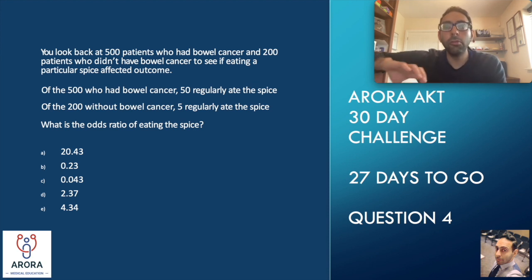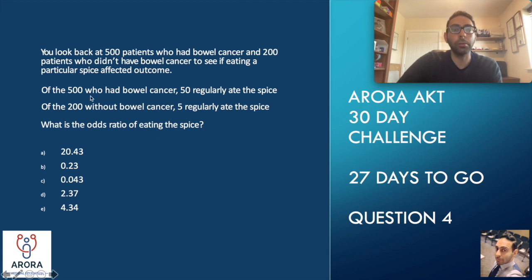So they're usually retrospective, so looking backwards. So you start at your endpoints, your cases and controls, and you look backwards, and usually you'll see odds ratio questions being asked about when it comes to case control studies. When you get prospective or cohort studies, then you tend to get risk ratio questions, but odds ratio tends to be for case control. So of the 500 who had bowel cancer, the 500 cases, 50 regularly ate the spice when you look back, and of the 200 without bowel cancer, 5 of them regularly ate the spice. What is the odds ratio of eating the spice?